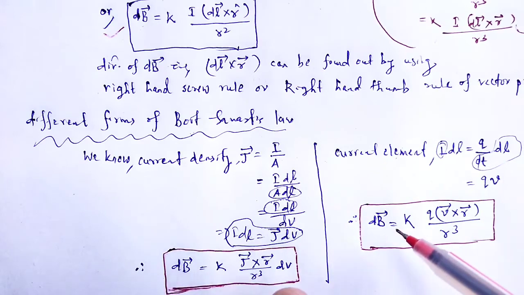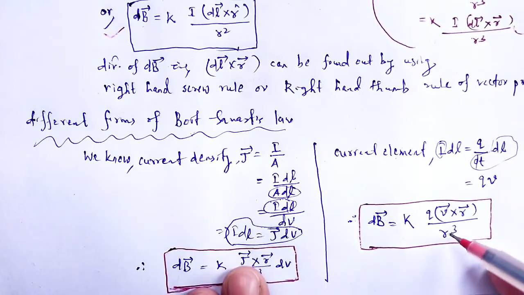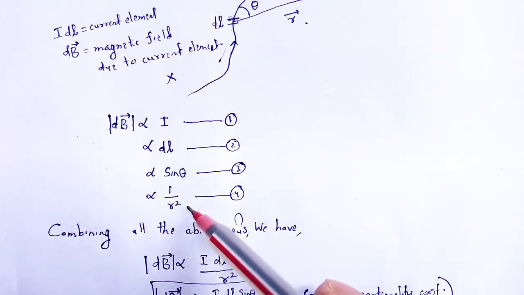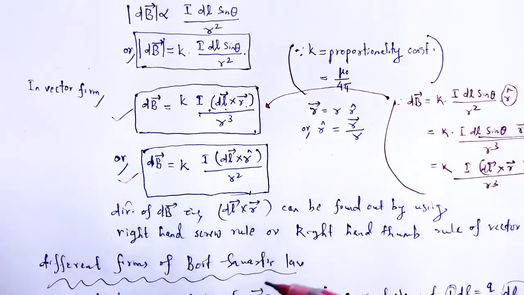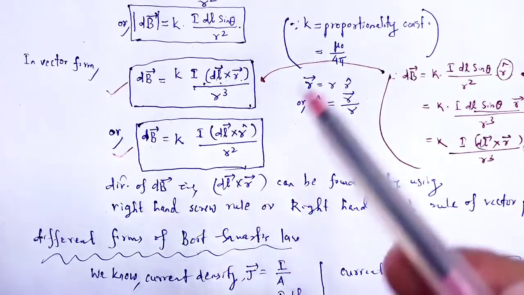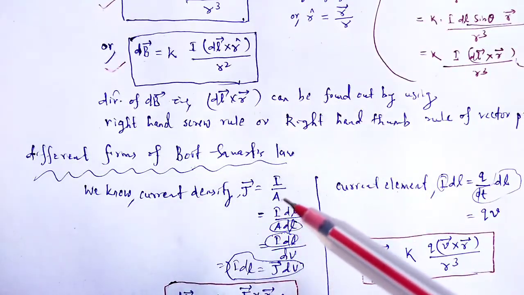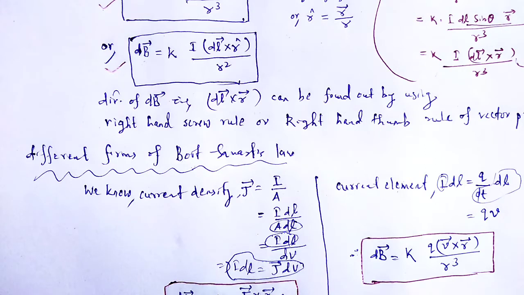Since Biot-Savart's law obeys the inverse square law, which describes the magnetic field intensity due to a current element, we may view the law as the magnetic equivalent of Coulomb's law, which also obeys the inverse square law and describes the electric field due to a charge element. In this way, Biot-Savart's law is analogous to Coulomb's law.